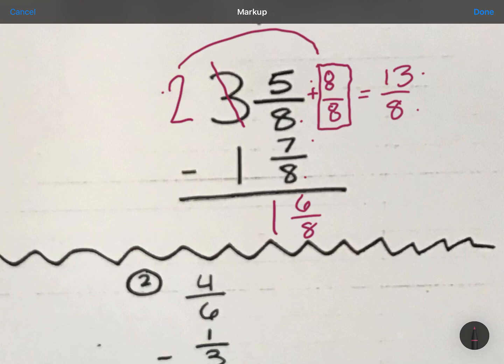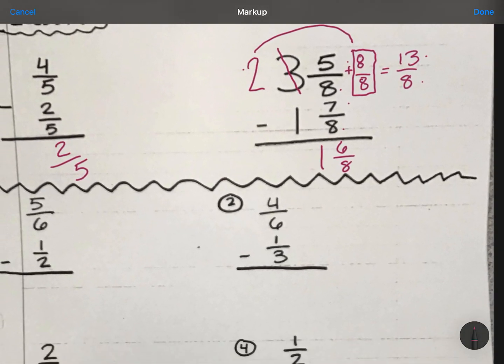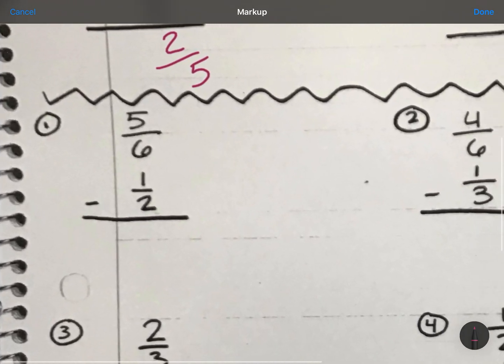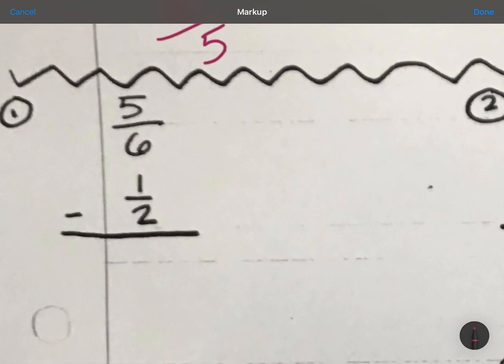Remember, borrowing is a very difficult skill. We went over it last week, but this week we're going to do it as well while we have to change our common denominators. Okay, so I'm going to come down here. I'm going to do this problem here, okay?